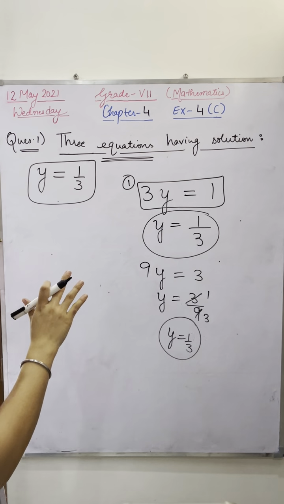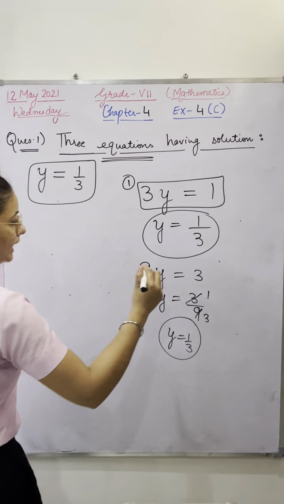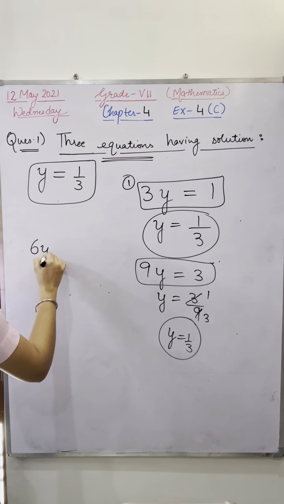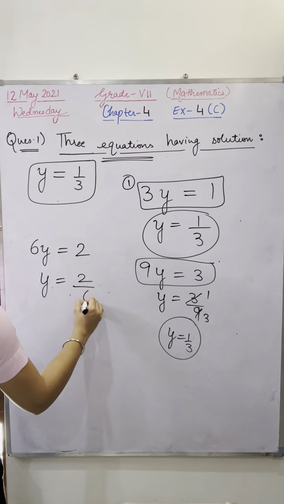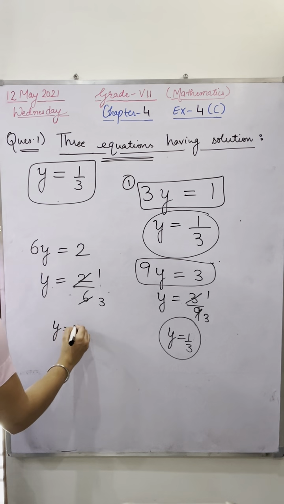So this is a very easy equation. Fine. Sanchit has given one more equation. 6y equals 2. y equals 2 upon 6. Cancel on 2 table, 2 ones are 2, 2 threes are 6. So y equals 1 by 3.